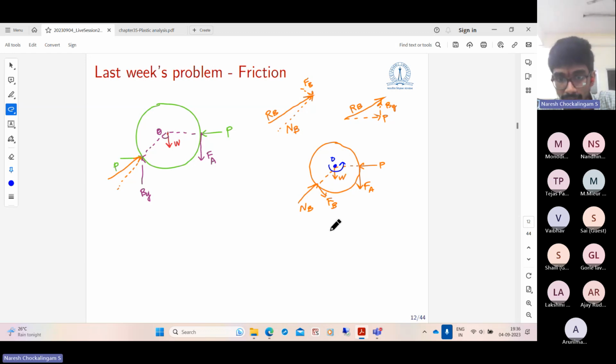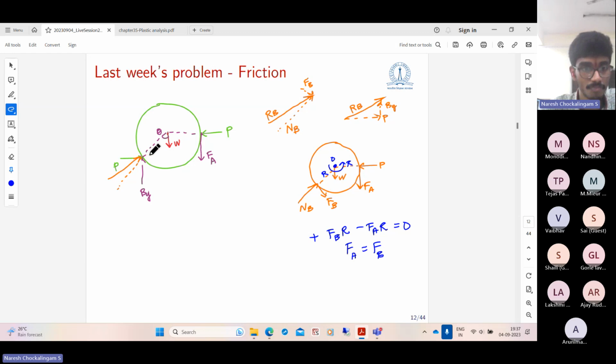So what are we left with? FB, what is the perpendicular distance it acts at? R. And FA acts at R. So FB creates a clockwise moment of FB R and FA creates a counterclockwise moment. So we are left with FA equal to FB. So the friction force, if this ball has to be in equilibrium, the friction force at the point A is exactly the same as the friction force at the point B. So let us call this force F. So just note this result. The friction force at the point A is equal to the friction force at the point B, which is F.